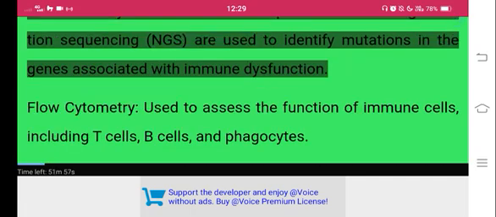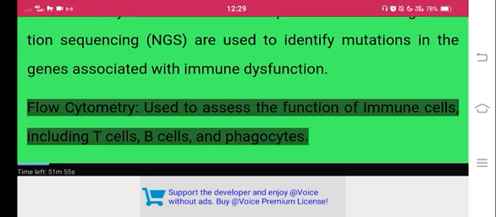Genetic analysis. Advanced techniques such as next-generation sequencing (NGS) are used to identify mutations in the genes associated with immune dysfunction. Flow cytometry is used to assess the function of immune cells, including T cells, B cells, and phagocytes.